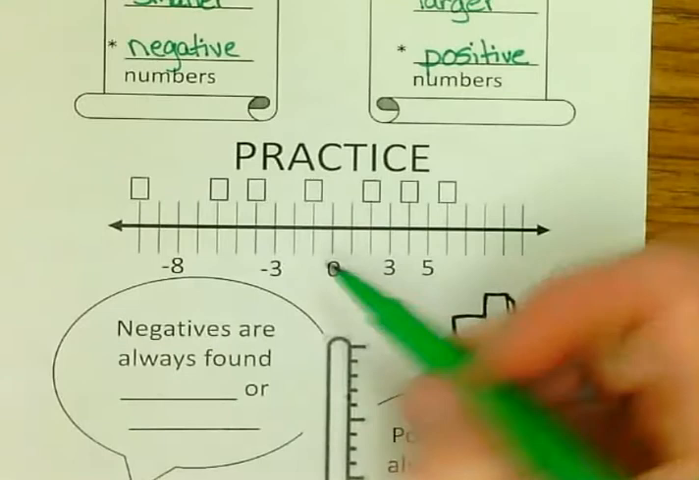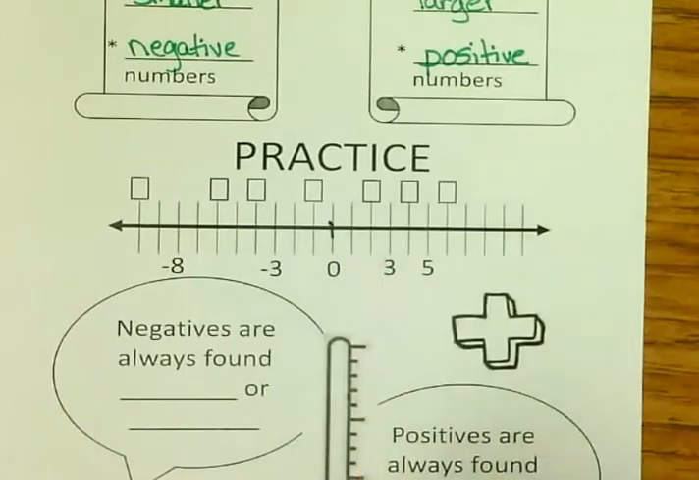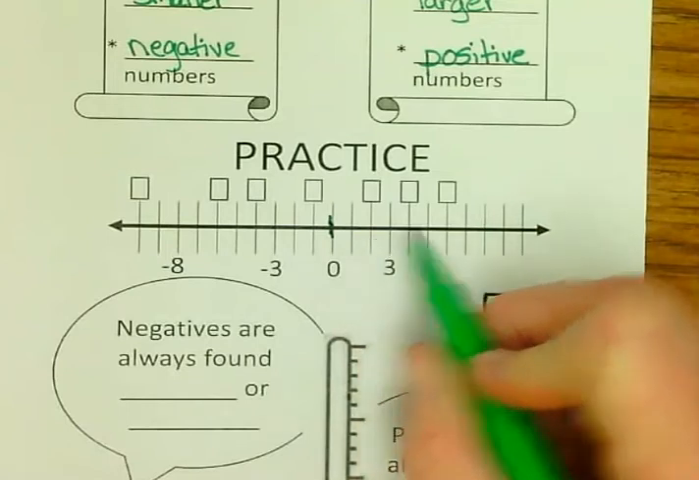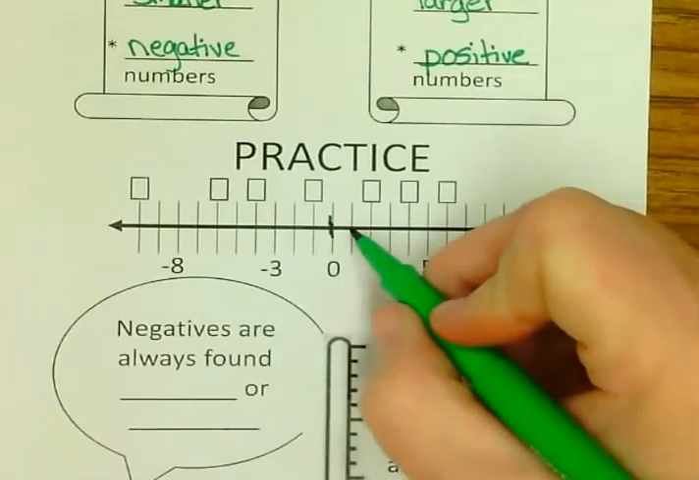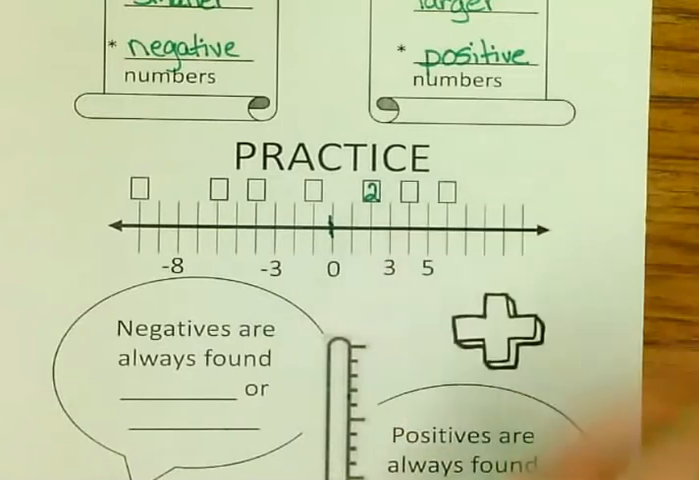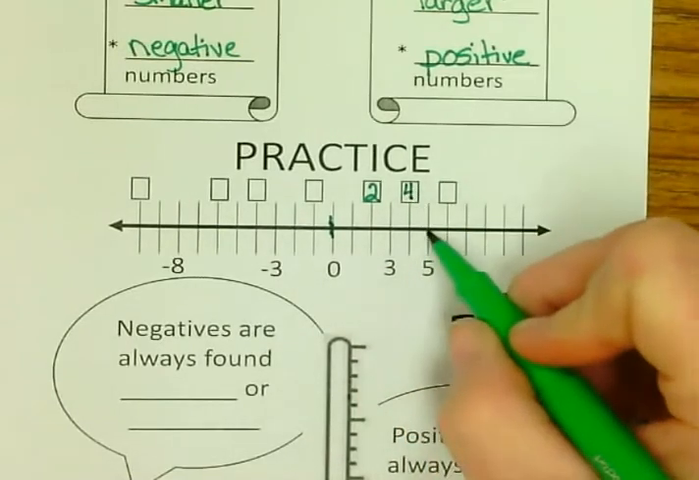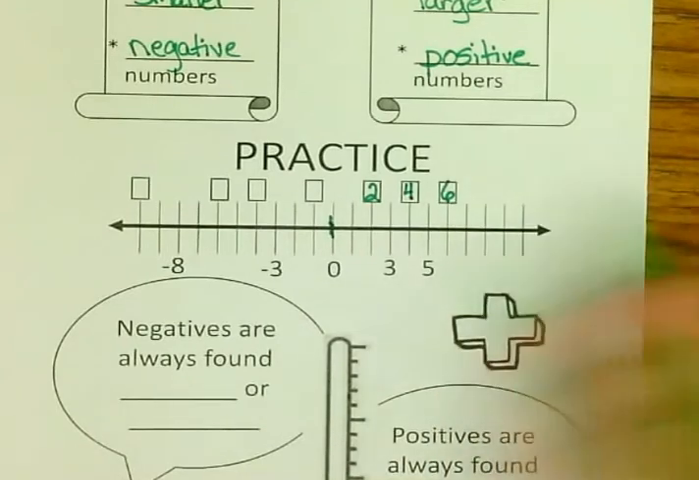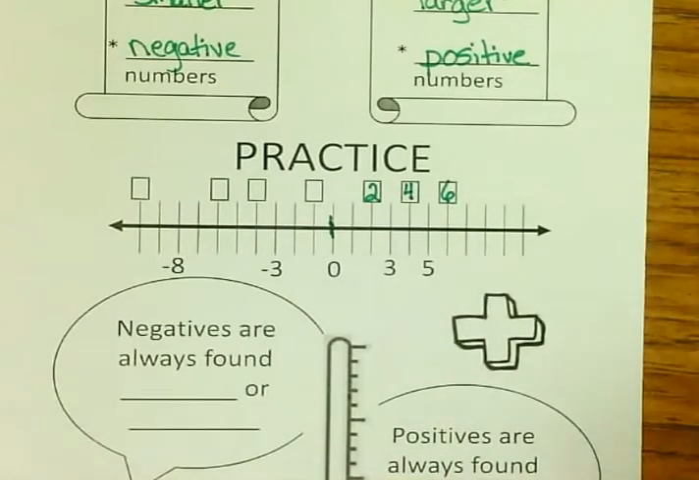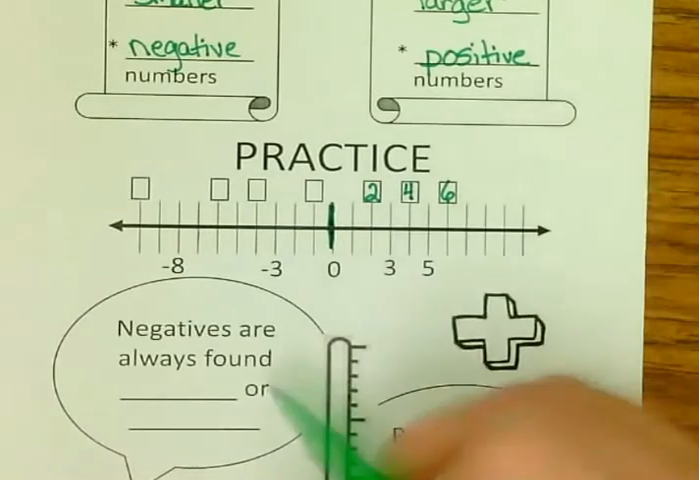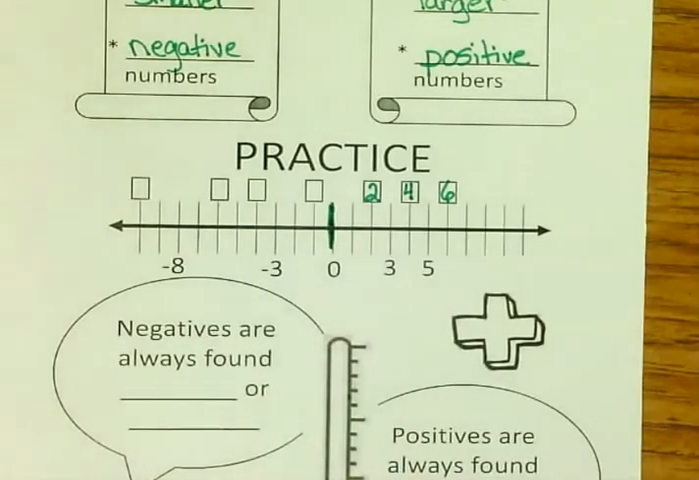Practice. So we've got zero here. And it looks like I'm counting 1, 2, 3. Yeah, I'm counting by ones. So this would be 1. This would be 2, 3, 4, 5, 6. And notice I just wrote the numbers. Those are all positive numbers. And like I said in yesterday's video, you don't have to write anything extra for a positive number. But for a negative number, you do.